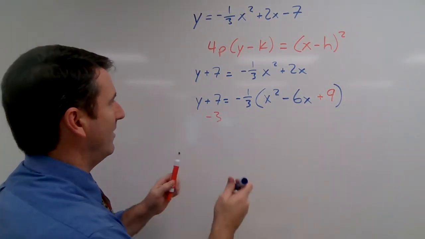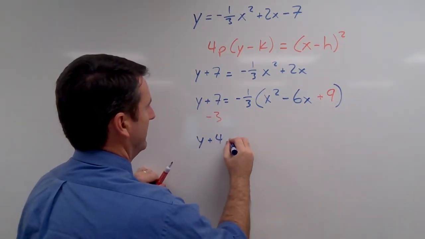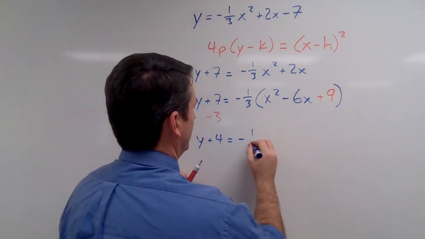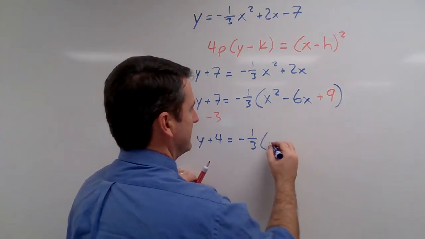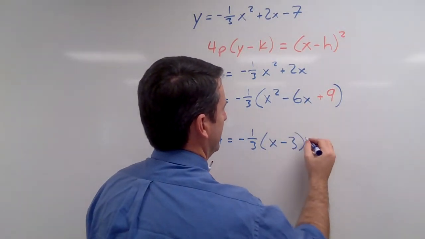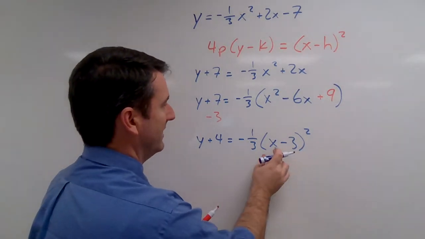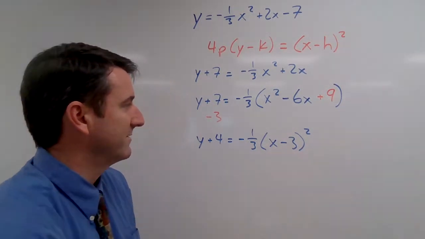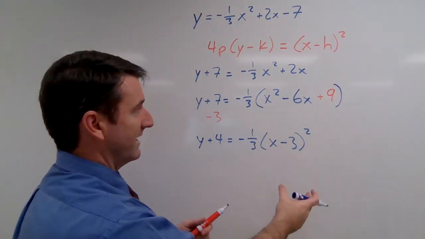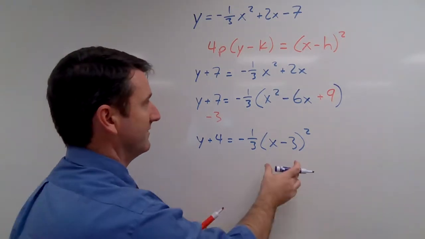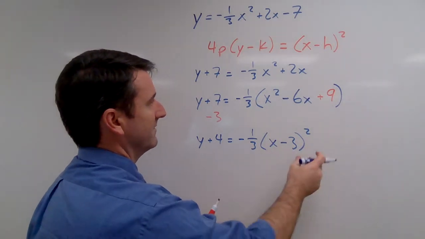All right. Now, y plus 7 minus 3 is y plus 4. And over on this side, we get negative 1/3 times, and we said that this factors to x minus 3 squared. And we can check that by FOILing this back out. If we did x minus 3 times x minus 3, x times x is x squared, x times negative 3 is negative 3x, and then we'll have another negative 3x. That gives us the negative 6x, and negative 3 times negative 3 is positive 9.